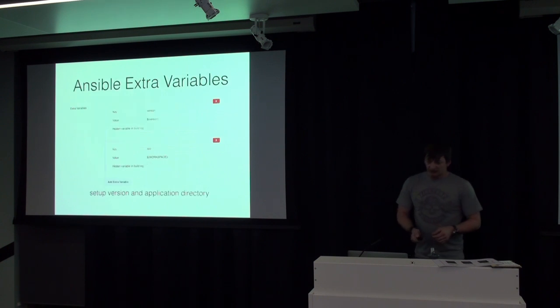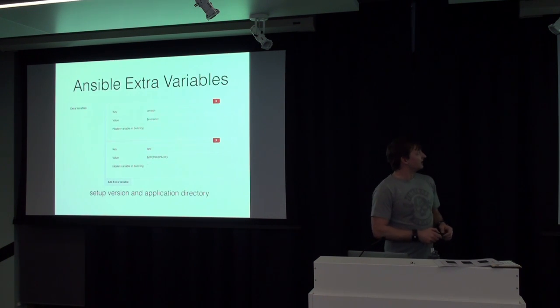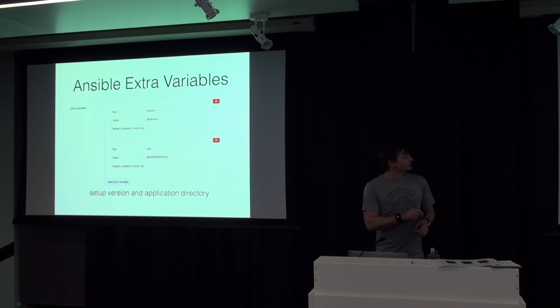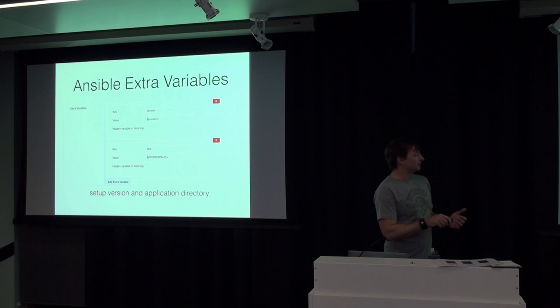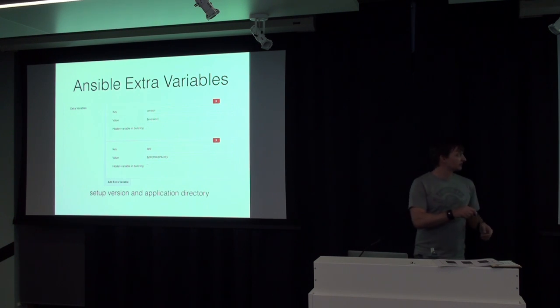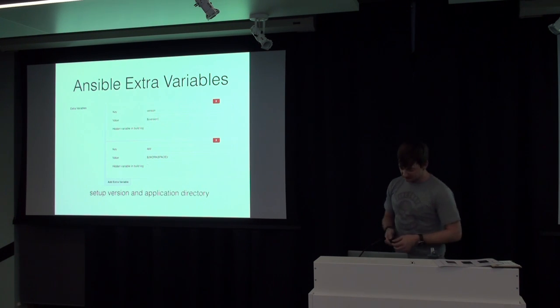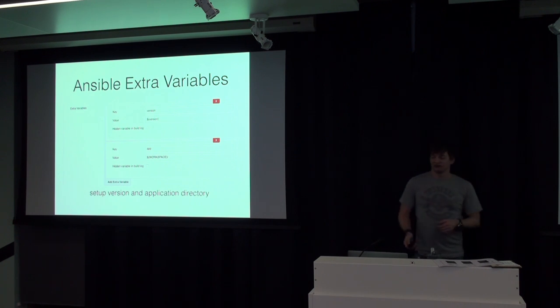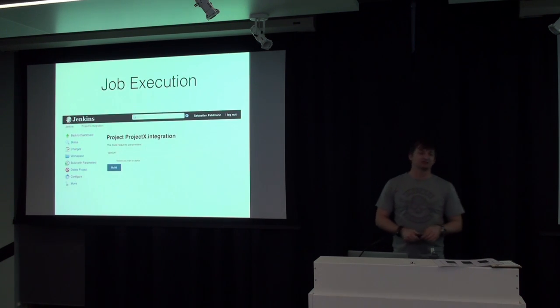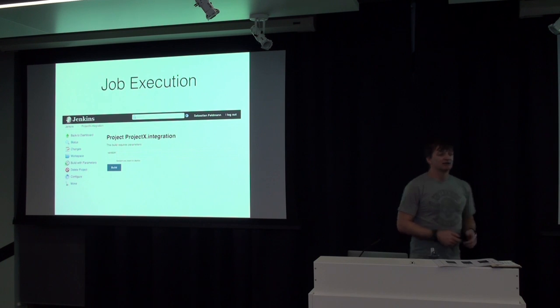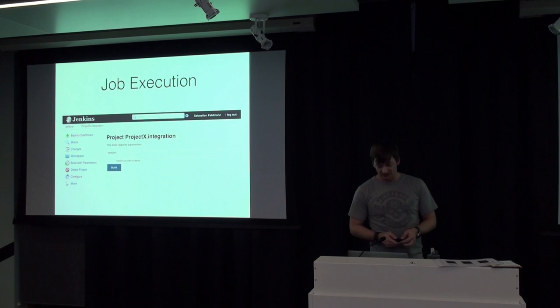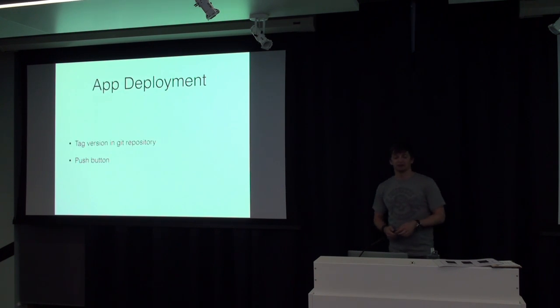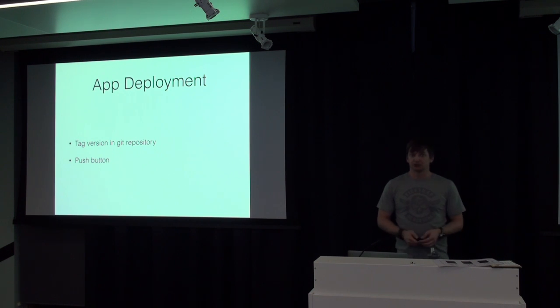So then use some Ansible variables, the version, and we have to define the directory where our application is packaged. In this case, it's the workspace, the current workspace for Jenkins, and save the configuration. And the job execution looks something like this. It's asking you what version you want to deploy, and has a build button. So app deployment is tagging a version in Git and pushing a button.